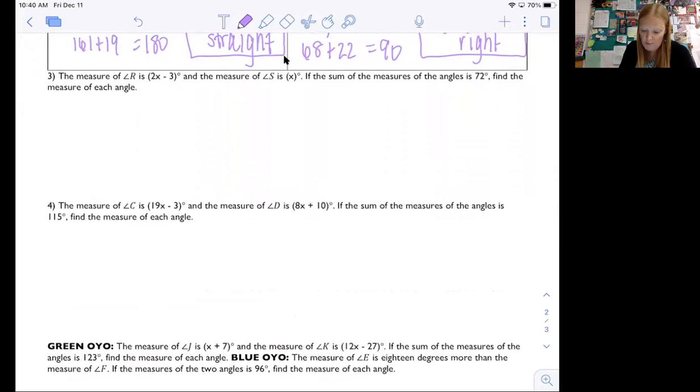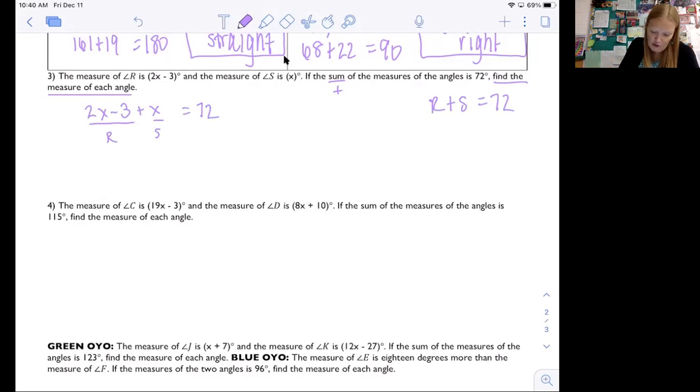If the sum, the addition, of the measures of the angles is 72 degrees, find the measure of each angle. Okay, so they tell me that R plus S has to equal 72. The measure of angle R is 2x minus 3, and the measure of angle S is x. So there's my R, there's my S, and they equal 72. So there's my equation.